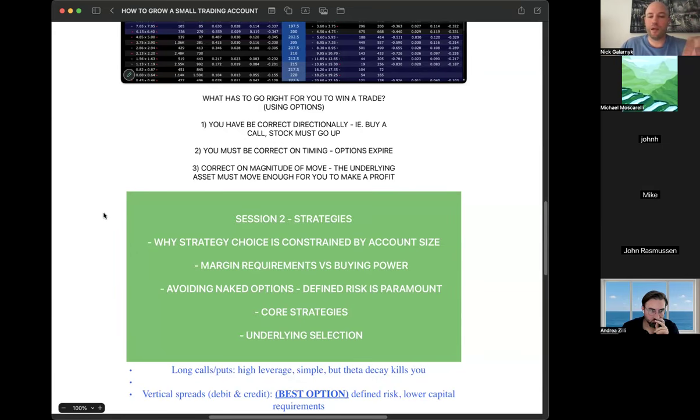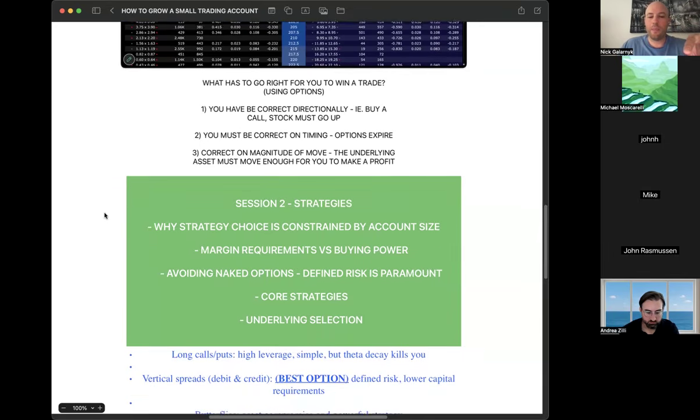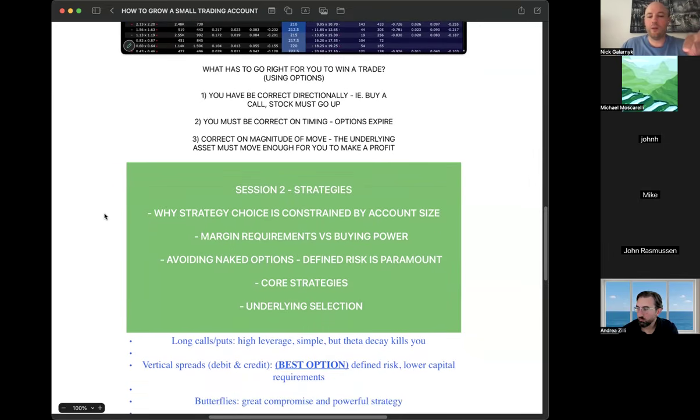So we go from vertical spreads to now butterfly spreads, right? They're a compromise on taking a directional bias and a very powerful strategy because you're a net seller of options in this instance. For those of you guys that don't know what a butterfly is, it's where you buy a call option or a put option. I'll demonstrate an example here.